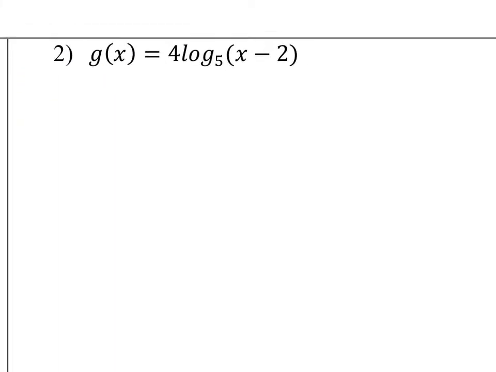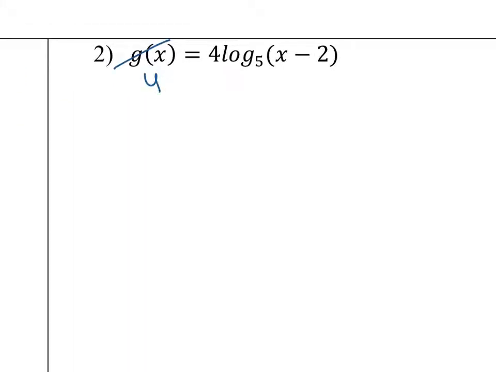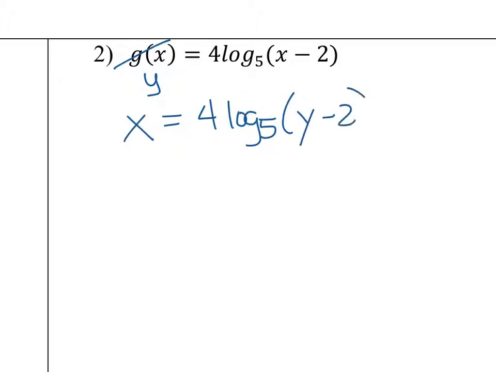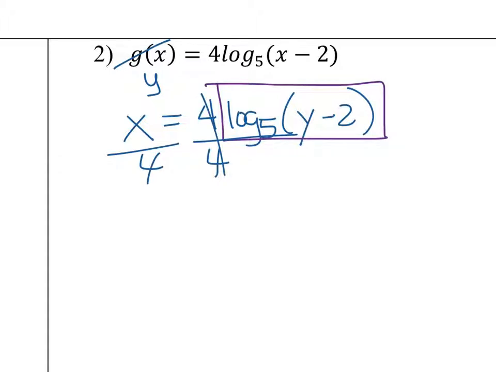So when we do this one, same idea. This is y. Okay, these parentheses matter. Oh, my bad. I've switched my x and my y already. So this would be x, and this is y minus 2. So this is the part, the log base 5 of y minus 2. I have to get that by itself, so I need to divide by 4. So it's x over 4 equals log base 5 of y minus 2.